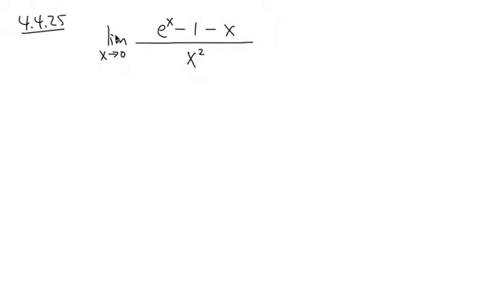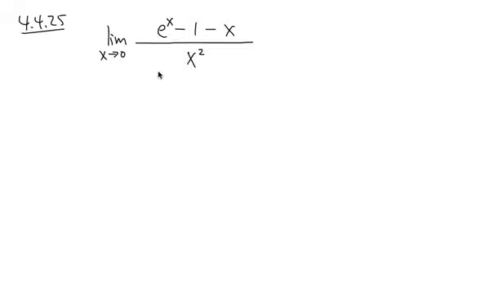Alright, number 25, the limit when x is approaching 0 of (e^x − 1 − x) over x². As usual, always plug in 0 into all the x first to see what we get. So here we get e^0, which is 1, minus 1, which is 0, and then minus 0. All together on the top, you get 0.